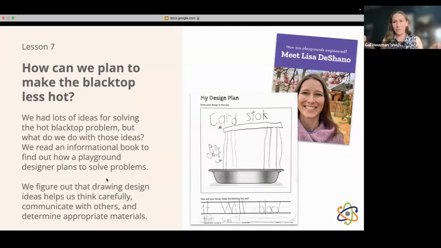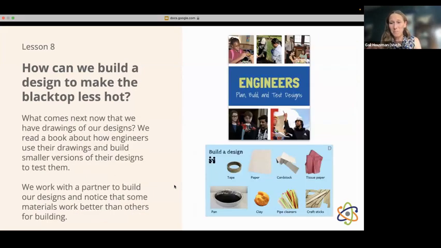So then we're ready for lesson 8, right? We've got our plans, we've been able to communicate them. And now we think we might be ready for the next step. We've got these plans, but what's next, right? We read a book about engineers. So this time we're specifically around the engineering. What do engineers do when they plan, build, and test designs? And so the book shows us things about how engineers plan and test their designs.